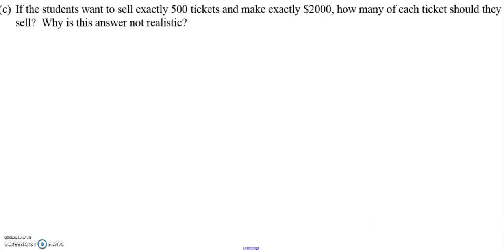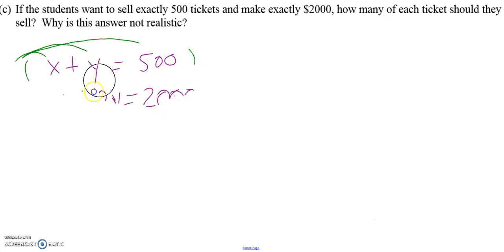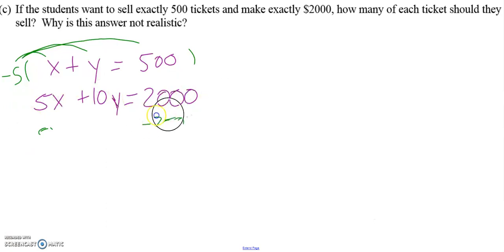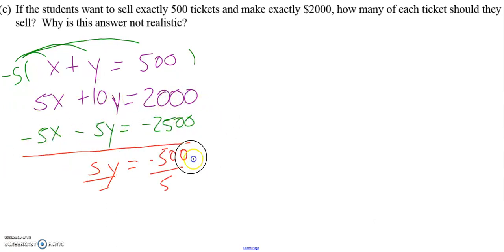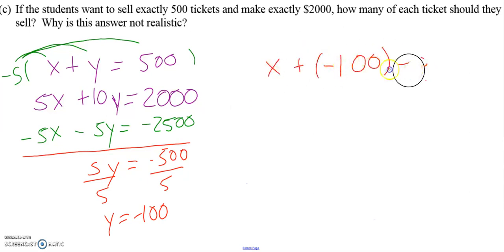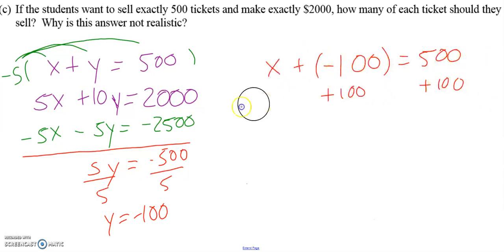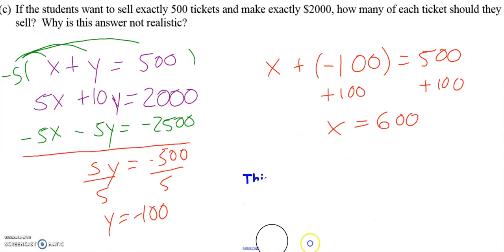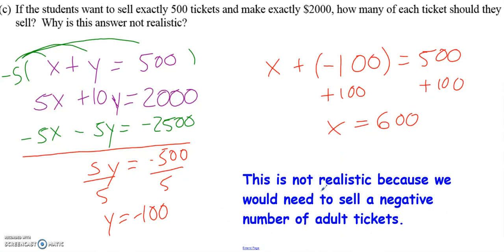All right, how did you do with this? So part C, basically you set up your system. I multiplied everything by -5 to get some perfect opposites, as you can see, hopefully. And when I solved this, I kept going and I got y is equal to -100, but we had to find both, so I plugged that in, found my x value, and then it said, why is this not realistic? Well, what does this mean? That means we'd have to sell negative 100 tickets, and that doesn't really make sense.